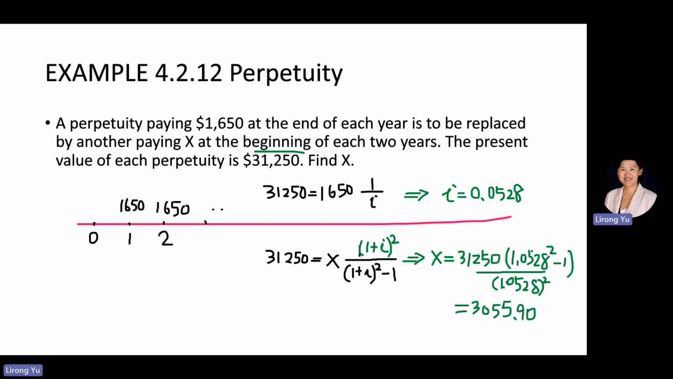All right, we can think of it this way. If you do not multiply by the green (1 plus i) squared in the numerator, you'll be calculating X dollars paid at the end of every 2 years. But we are actually paying at the beginning of every 2 years. So the actual payment is X times (1 plus i) squared. That will be the time 2 value of the payment at time 0. I hope that makes sense.